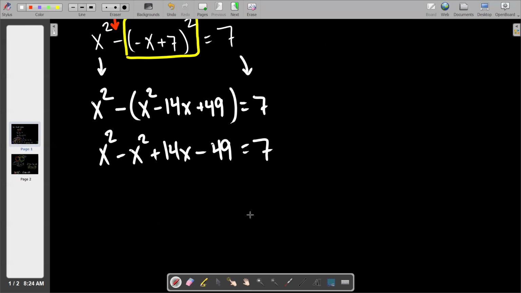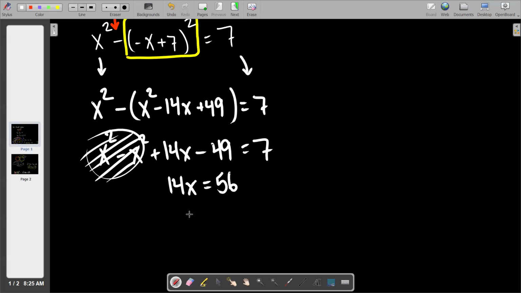And this is nice. And you'll see this in about a third of your problems. It actually isn't a quadratic at all because what happens to these guys? They're gone. Leaving us with a nice old 8th grade linear equation. We have 14x equals 56. I added 49 to both sides. I divide by 14 and I figure out that x is 56 divided by 14, which is 4. Those are nice.